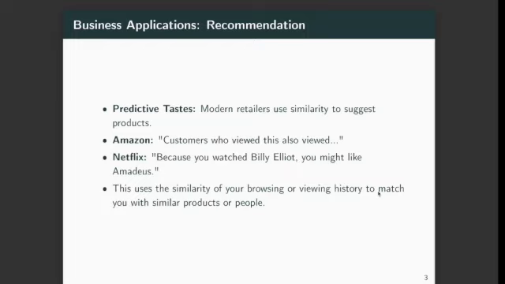So what they do here is use the similarity of your browsing or viewing history to match you with the products or the people that share your profile.